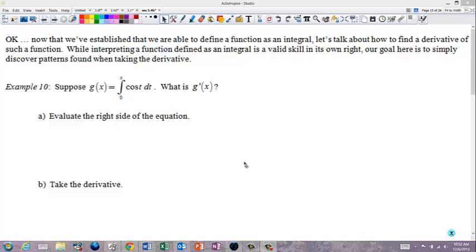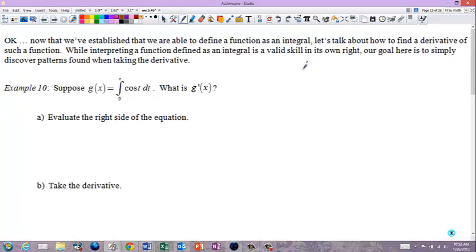Alright, this video is 6.4, Part C. Third video in a series for the fundamental theorem of calculus. It says, suppose g of x equals the integral from 0 to x of cosine of t dt. What is g prime of x?